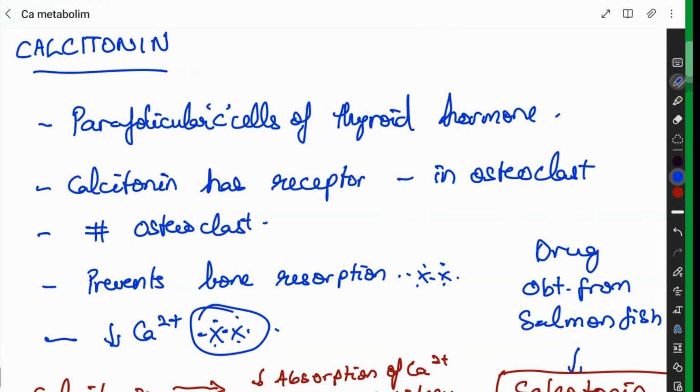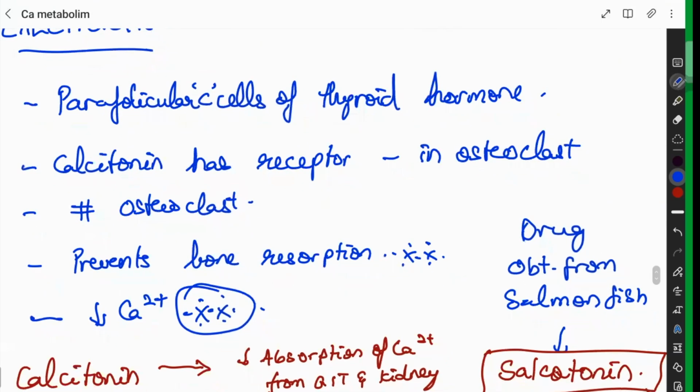So this is going to prevent your bone resorption. This is going to cause a decrease in the calcium. Clear? So the drug that is obtained from salmon fish is called salcotonin.